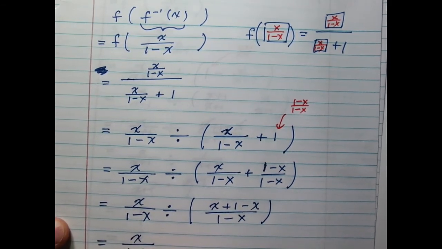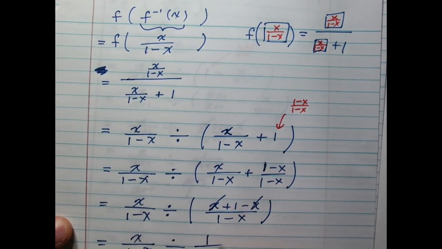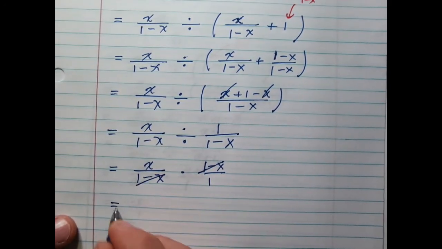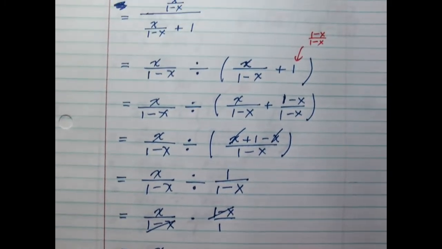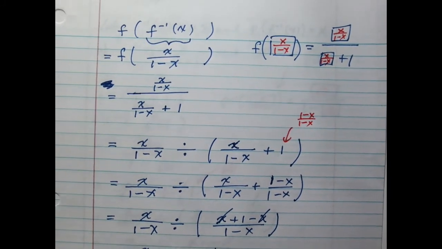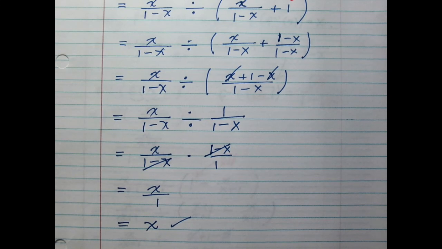I have x over 1 minus x divided by, something very similar happens. X minus x is gone. I have 1 over 1 minus x. And now I can invert the second fraction, 1 minus x over 1, and multiply. And sure enough, 1 minus x cancels. I have x over 1, which is x, which is what we were trying to verify, that we would get through this composition. So that's a good little bit of algebra that everybody should be able to handle. Both parts of this one. And we are totally through with inverse functions with this exercise.